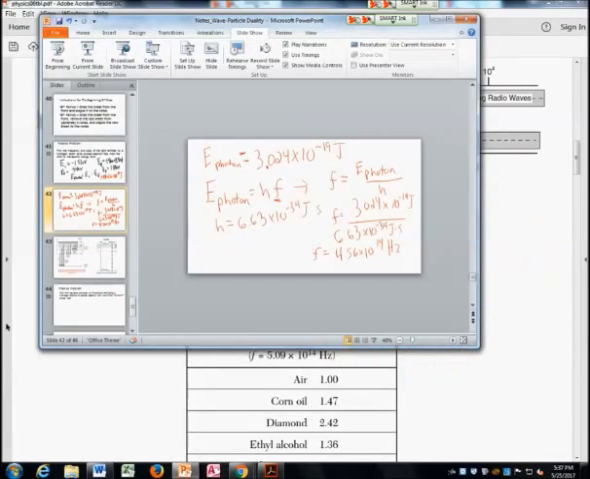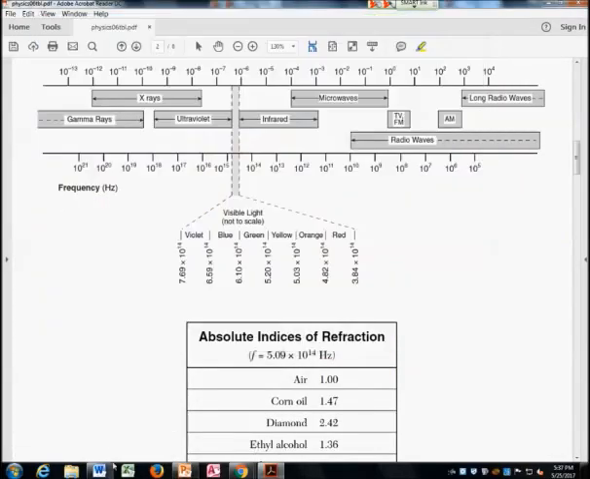So if we go, where am I going? Here, okay, we're looking at our electromagnetic spectrum. Our answer is 4.56, so it's actually between this one and this one. And that one, close enough, you know what's happening. And that means that the color of the photon would be red, okay?